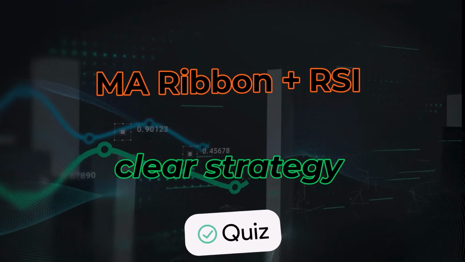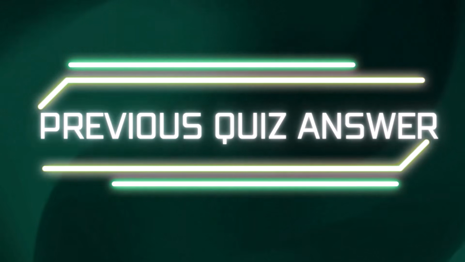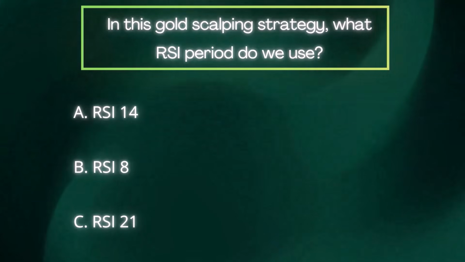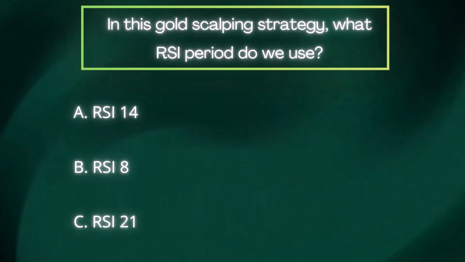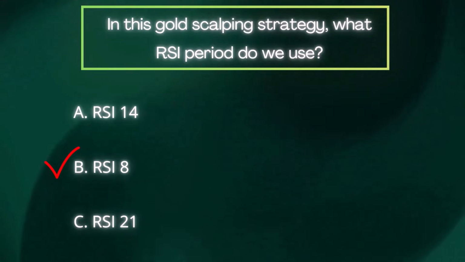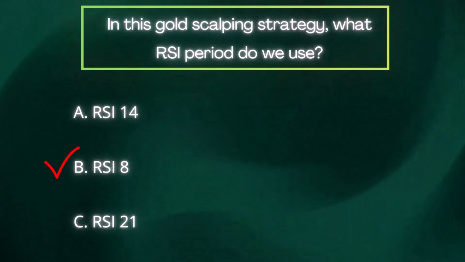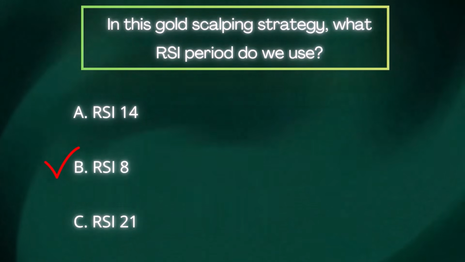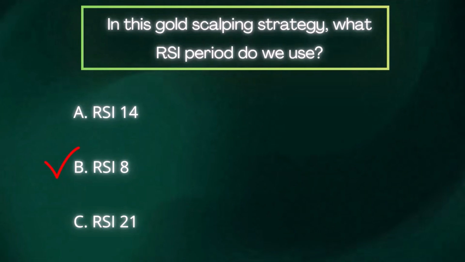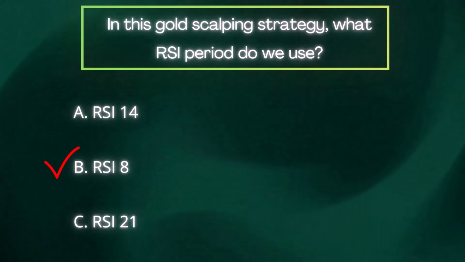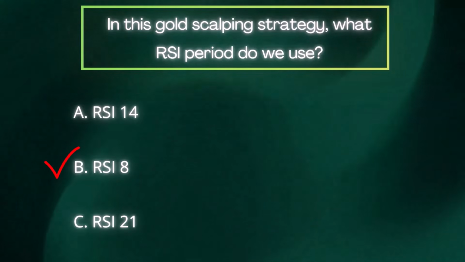So let's get started. Before we begin, let's reveal the answer to the quiz from my previous video. The question was, in this gold scalping strategy, what RSI period do we use? The correct answer is B. In this strategy, we use RSI 8 because it provides a good balance between speed and smoothness. It reacts faster than the default RSI 14, but it's not as sensitive as very short settings that can create too much noise and false signals. If you got it right, well done. Now, let's jump into today's lesson.